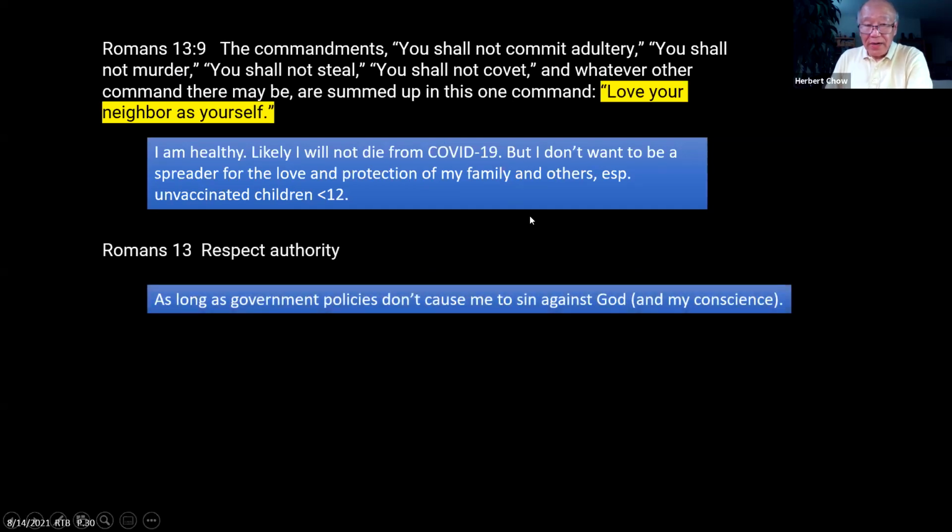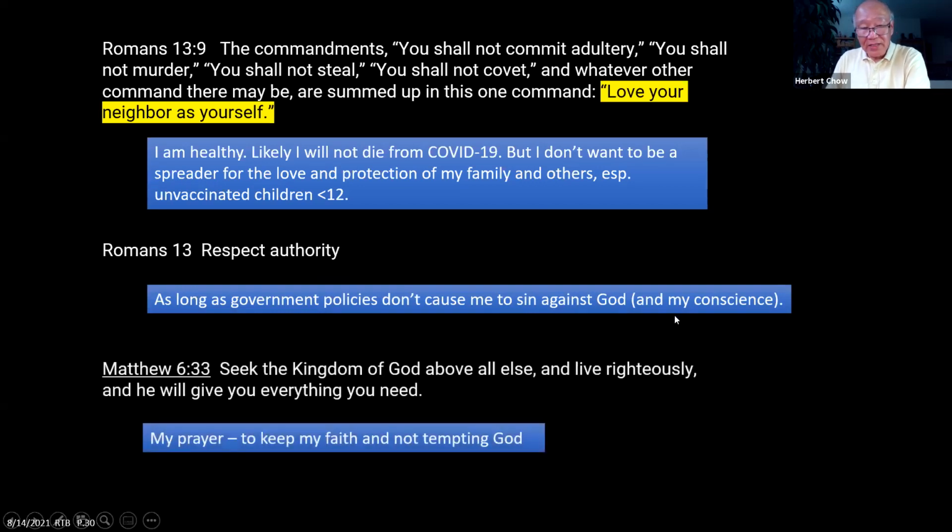Romans 13 asks us to respect authorities, but I would say yes, as long as the policy doesn't cause me to sin against God and, of course, my conscience. And lastly, I have to keep my faith. Not keeping my faith is no different than the Israelites wandering in the desert, tempting God. If I put the kingdom of God above everything and live righteously, he will give me wisdom to conduct my daily business and give me everything I want.